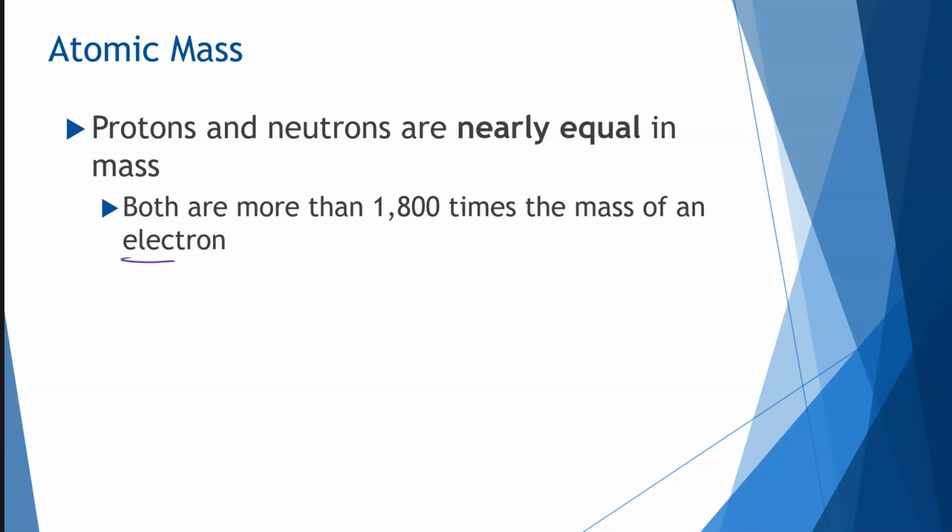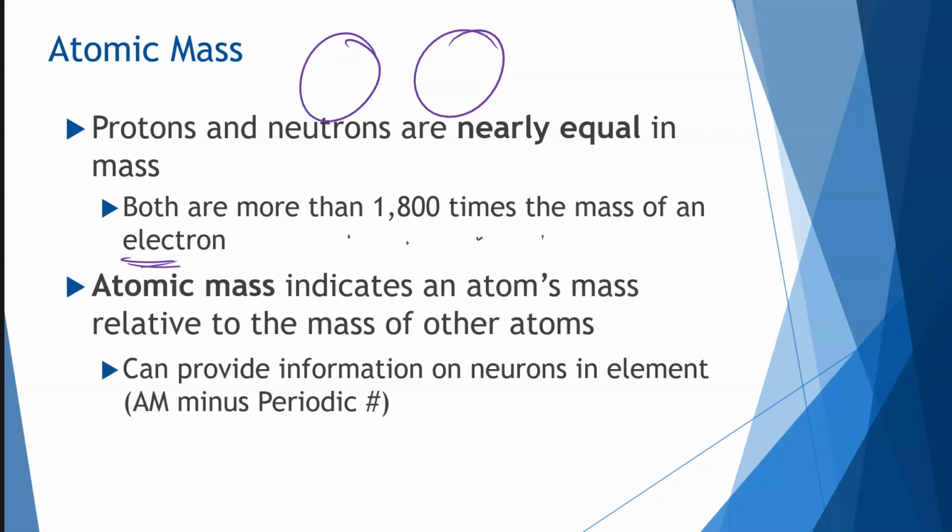That is compared to an electron, which is 1,800 times smaller than a proton and neutron. So these are going to be the heavy particles, while the electrons are teeny tiny grains of sand. So because of that, when we're trying to have the mass of an atom measured, we need to look at the atomic mass. So imagine our atom had to step on a scale.